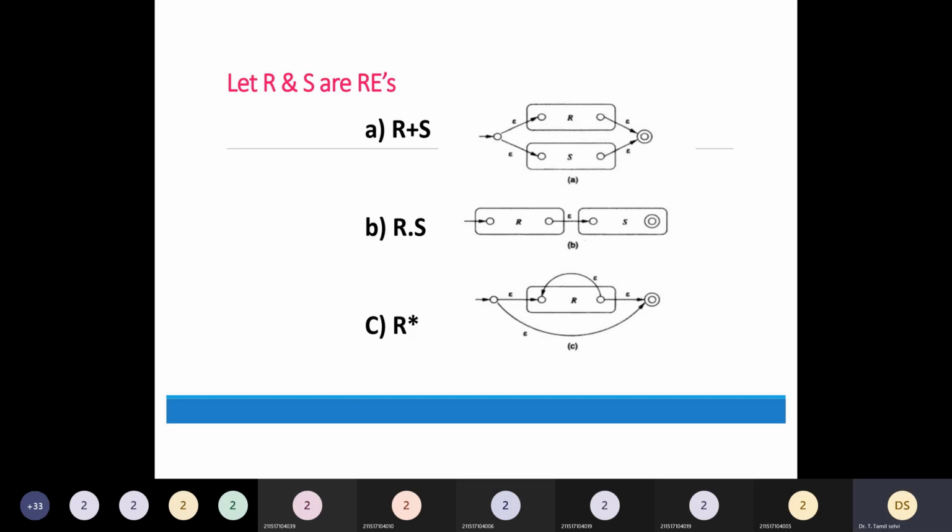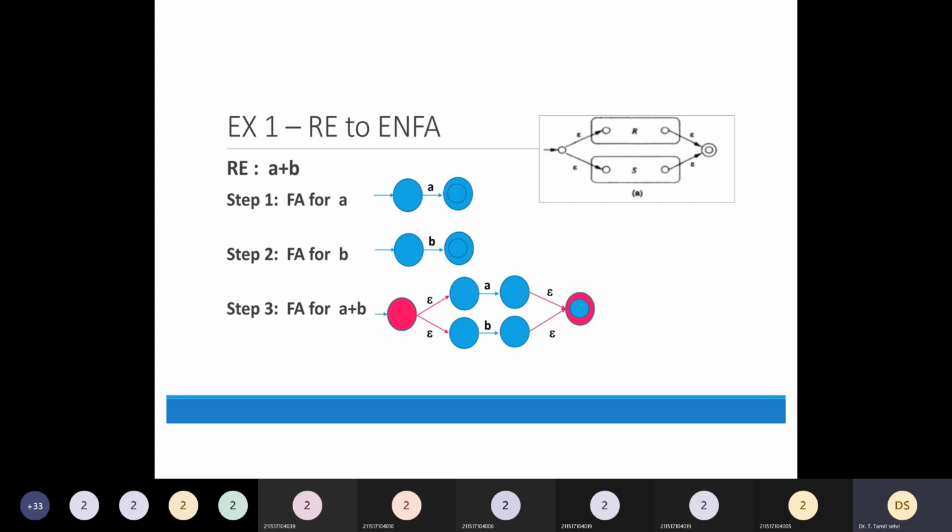Okay, and then I can read n number of times. That is R power 0, R power 1, R power 2, R power 3, etc., up to R power infinity. So for that I have to draw one reverse edge from the innermost part with the epsilon transition. Through this reverse edge, I can read n number of times the same input symbol. This is R star.